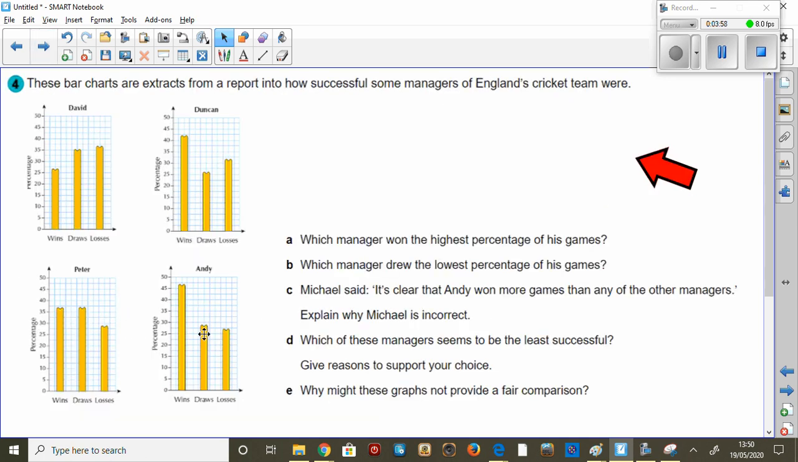Here you've got 4 people's bar graphs to compare. So you've got to compare one to another, to another, to another, and look at the percentages involved. So just in David's graph, he wins just over 25% of the time, perhaps 26 or 27%. He draws 35% of the time, and he loses slightly more, 36, 37. So it's up to you.